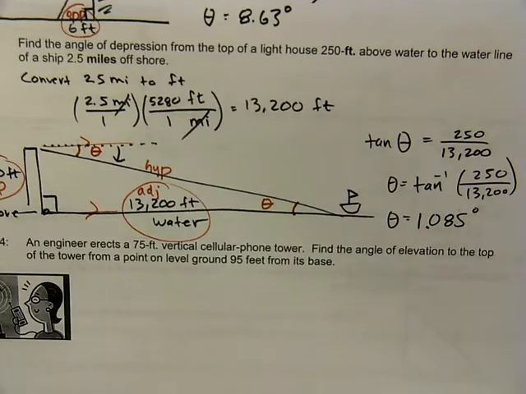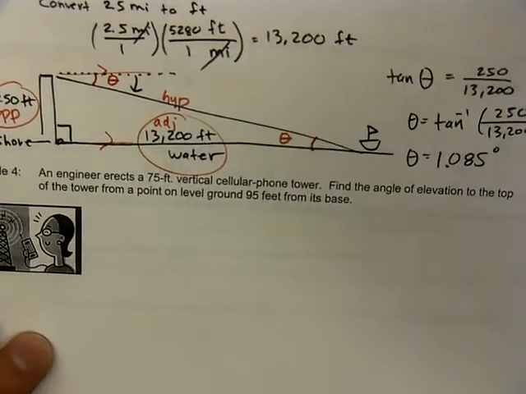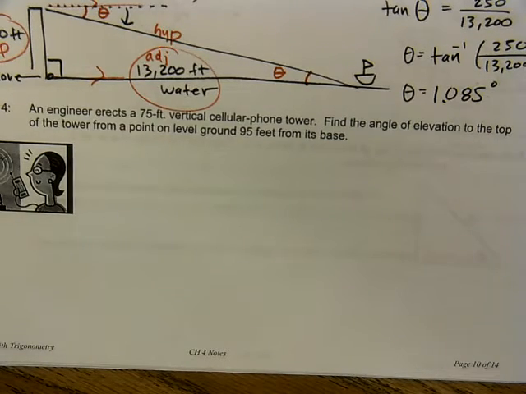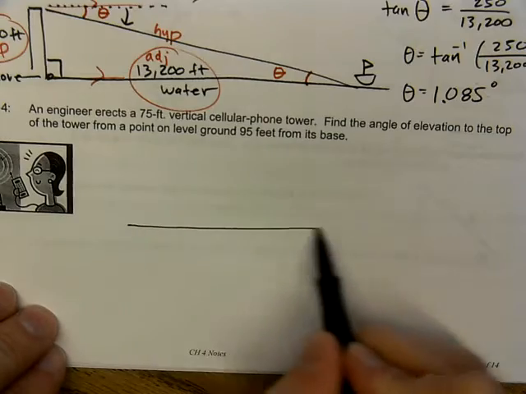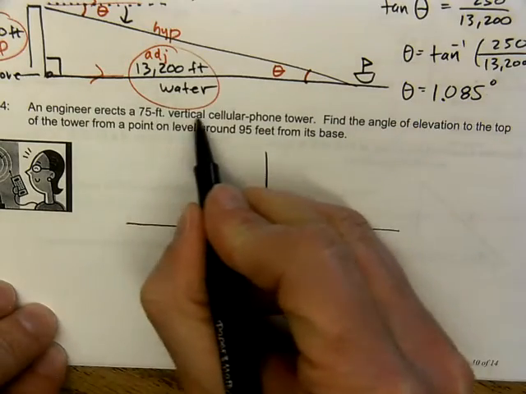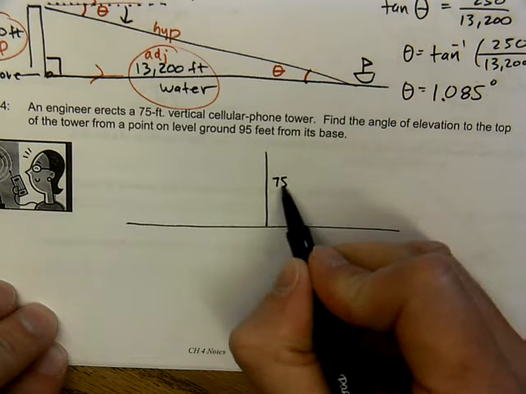So we have answered the question, and we're good there. All right, let's finish it off with example 4. An engineer erects a 75-foot vertical cell phone tower. Find the angle of elevation to the top of the tower from a point on level ground 95 feet from its base. So here's the ground. Somewhere there's a tower. We know that it's a 75-foot tower.